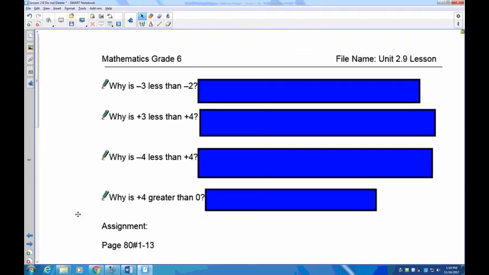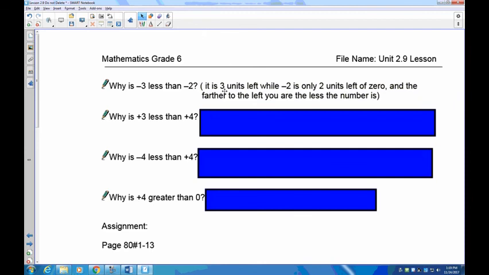Okay, so going to the next one, I want you to think about this for a second and then write down what you think. Why do you think -3 is less than -2? Now I want you to think about the number line and use that in your thinking. Well, if you think about it, on a number line, -3 is 3 units left, while -2 is 2 units left. So this makes this less.